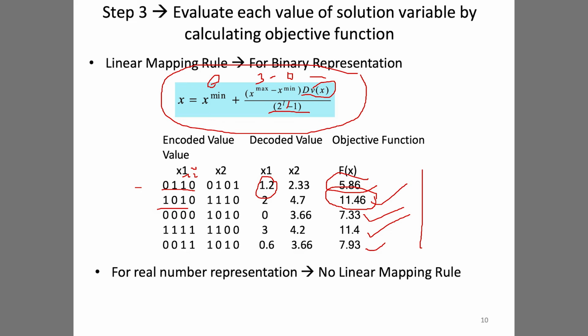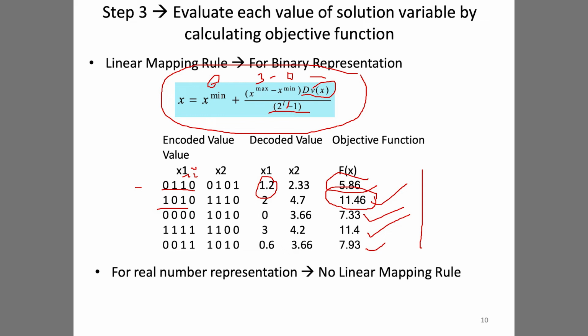So if you solve the value, see what it is accordingly for x1. x1 is equal to x min. What is x min? The minimum value. For this x1, the range is 0 to 3. So x min is 0 plus x max. What is x max? For this case, x min is 0 and x max is 3. So 3 minus 0, and the decimal value equivalent you have to calculate.